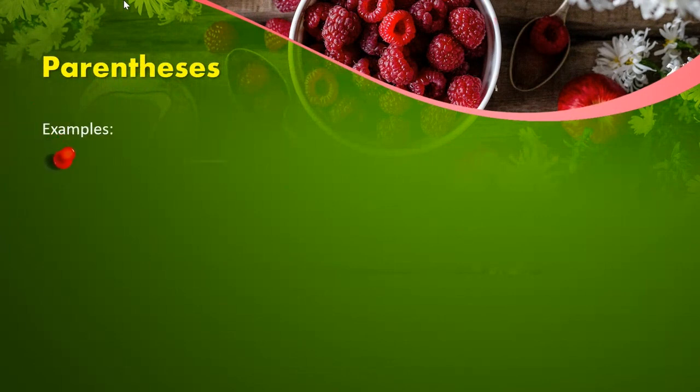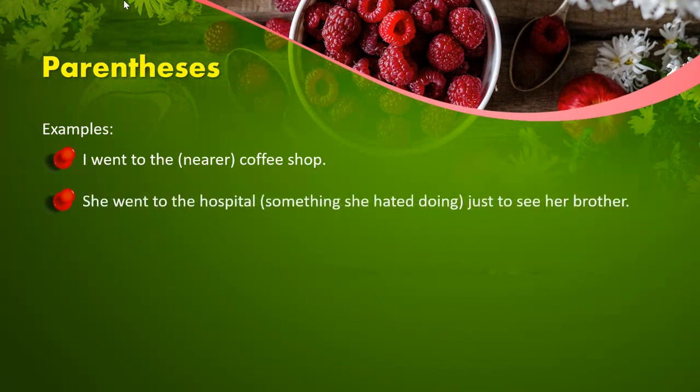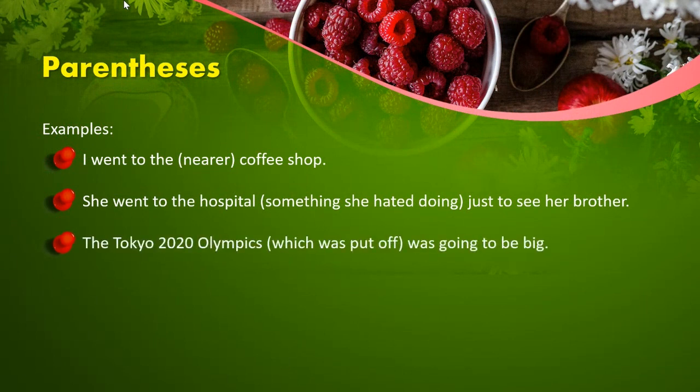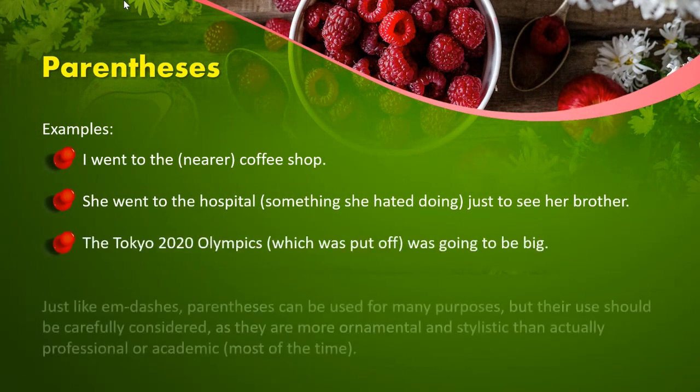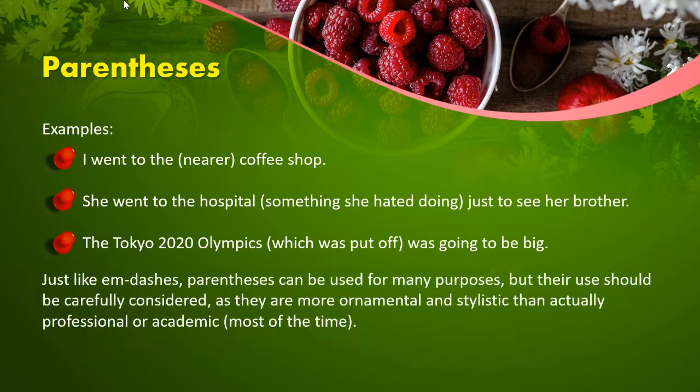Here are some examples of sentences using parentheses. I went to the near coffee shop. She went to the hospital (something she hated doing) just to see her brother. The Tokyo 2020 Olympics (which was put off) was going to be big.